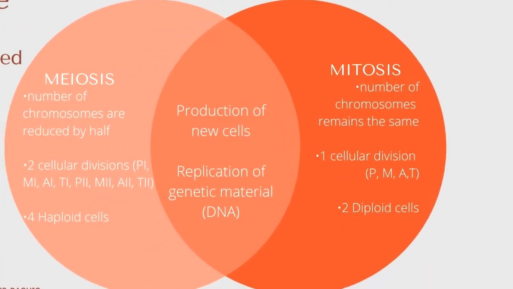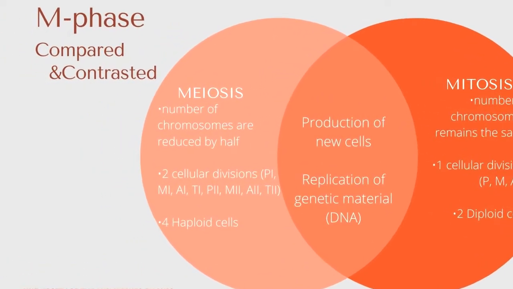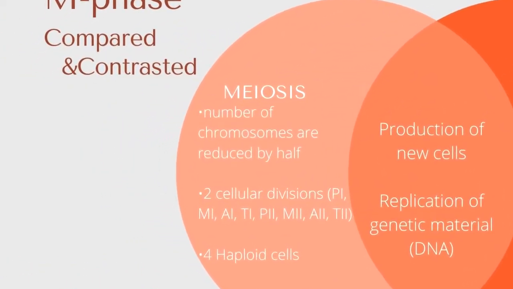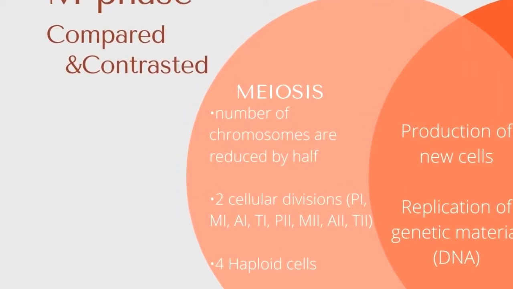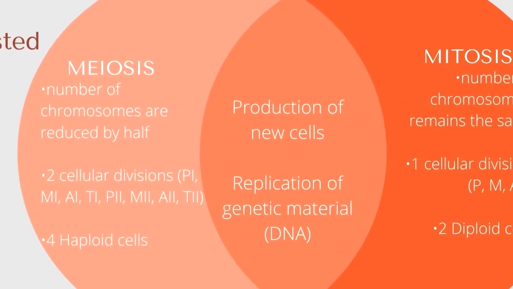On the other hand, for meiosis, or the cell division that occurs in sex cells, the number of chromosomes is reduced by half, such that the resulting cells would be 4 haploid cells. In this one, you have two stages of cellular divisions occurring, which are two rounds of your prophase to metaphase. What's the similarity between meiosis and your mitosis?